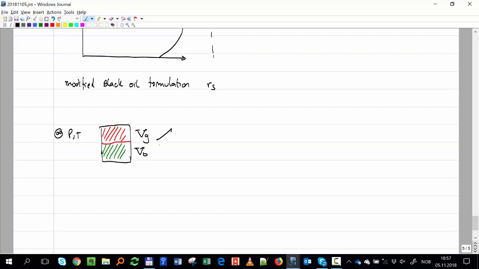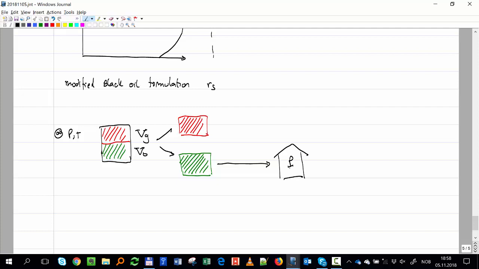The next step is I separate them completely, at that pressure and temperature. So I will end up with one container of gas and one container of oil. And then I pass each one of them separately through the surface process I have. Maybe it has only one separator stage, maybe two, maybe three, but I pass each one through the process separately.